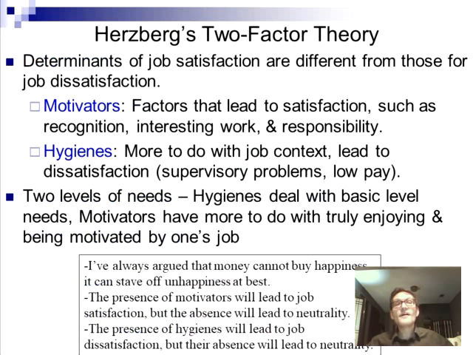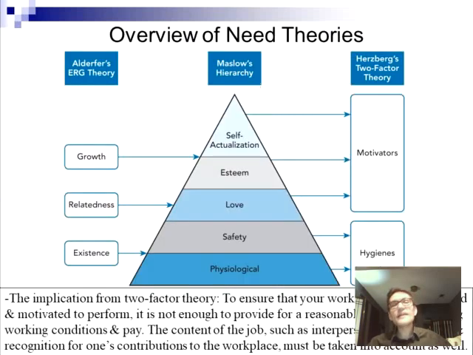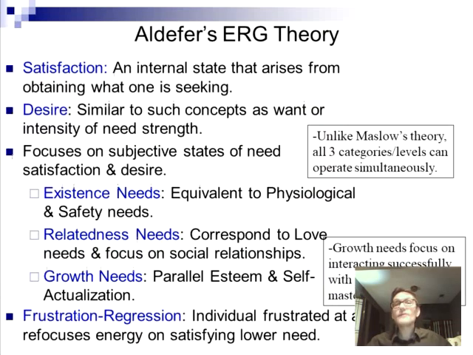Herzberg's two-factor theory breaks down Maslow's hierarchy, but into just two components: hygienes at the bottom, motivators at the top.